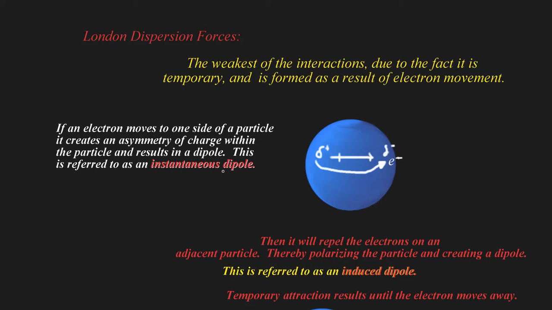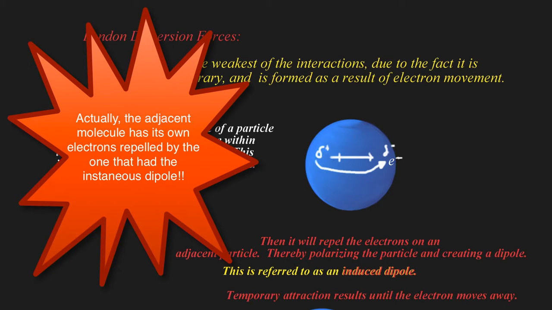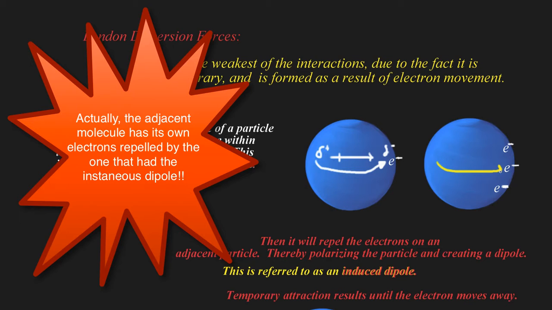Now what happens is after this instantaneous dipole is created within the particle due to this transient or temporary action here of the electron movement, the adjacent molecule ends up repelling electrons. If we look at the adjacent particle, whether it's a gas or a liquid, they're going to have particles within that phase that interact, and this is the weakest of the interactions. And these electrons here get repelled by the movement of this electron in the adjacent molecule. Now these other electrons move on the adjacent particle, and by their movement, they have created another dipole. This dipole is referred to as an induced dipole.